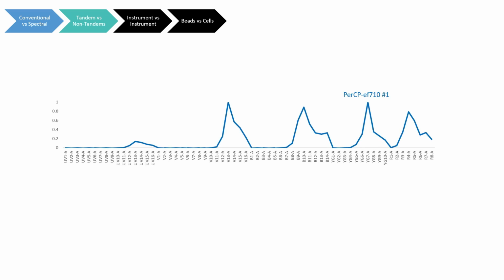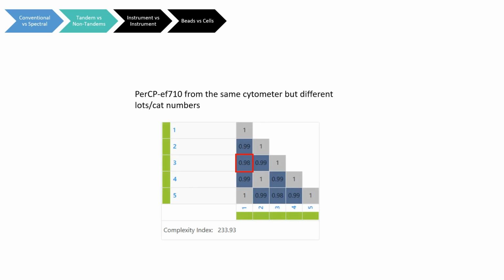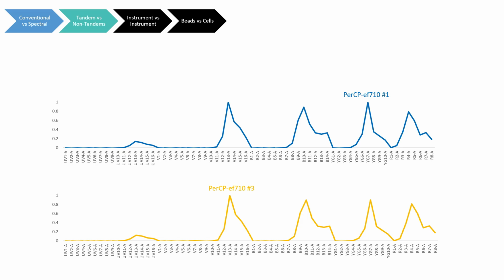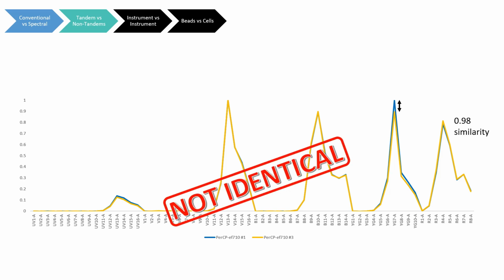To show you an example of the differences in tandem fluorochromes, I have normalized the signatures of the PerCP-eFluor we saw earlier. Here is number 1, and here is number 3 from the tables. As a reminder, they were 98% similar. Now let's overlay them. You can see some differences between them in the yellow-green 7 to 10 regions and the UV 12 to 15 regions. You will introduce unmixing errors with any other dyes that emit in these regions of difference. They are therefore not identical.